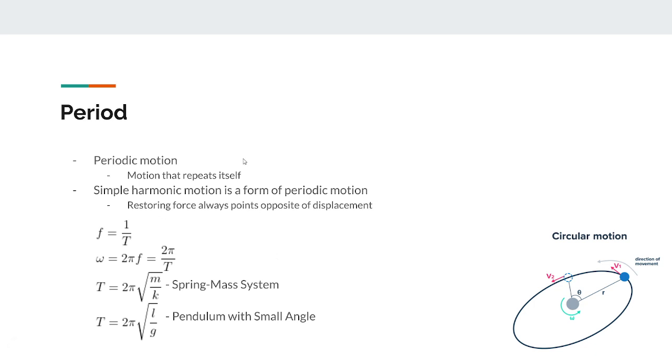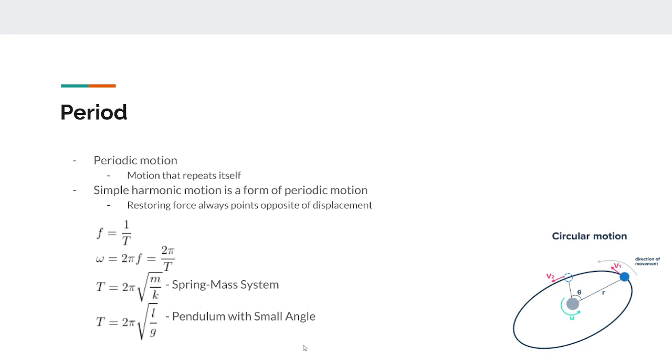Our frequency is actually going to be the reciprocal of our period, which is denoted as this big T. We know that our omega, our angular velocity, is going to be 2 pi times our frequency, which is also going to be 2 pi divided by our time. And so that means that our time is going to be 2 pi times the square root of m over k, for a spring mass system. And for a pendulum with a small angle, we have 2 pi times the square root of the length of the pendulum divided by our gravitational acceleration.